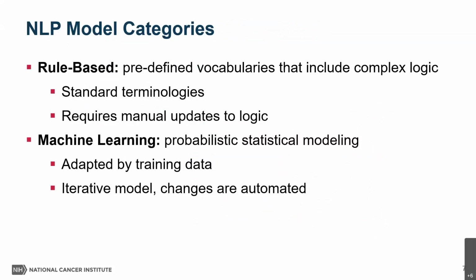Machine learning, in contrast, uses probabilistic statistical modeling, and this is adapted based on what the findings are in the training data. It's a very iterative model as well, but the changes are automated. So while the review process is by a human, the changes in the model can be happening in real time.